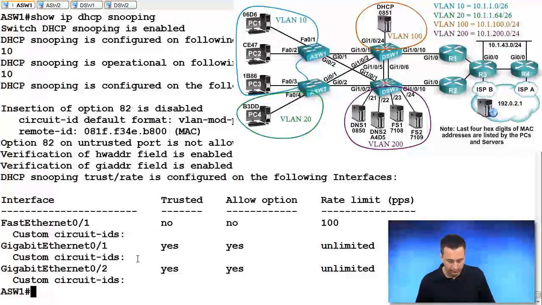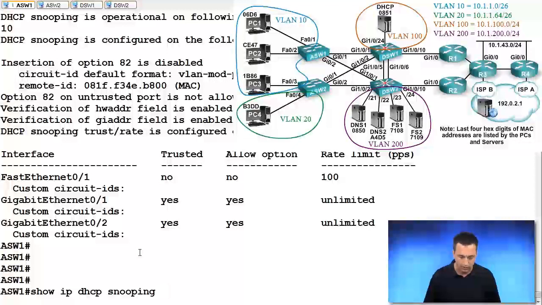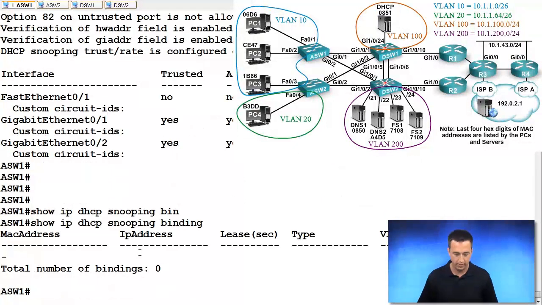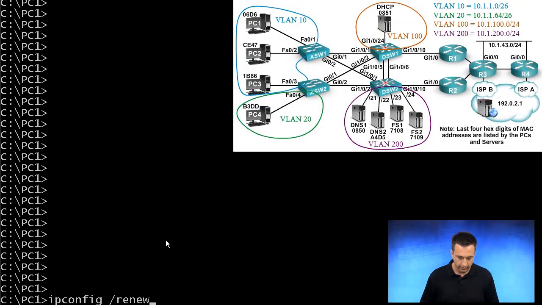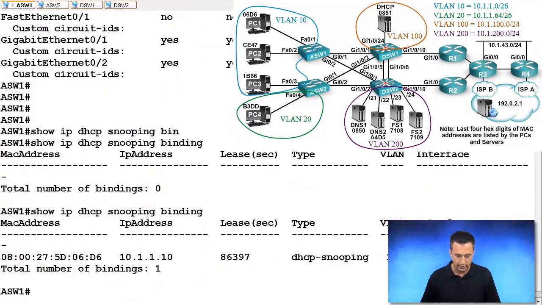But I want to check to see if we have any bindings, because here's what happens. A binding table is created. We can check that binding table by typing show ip dhcp snooping binding. And I don't have any bindings yet. Oh, I know, we should renew our address. Let's go ahead and do that, and we should get a binding from that. Let's do a renew. All right, there we go. Let's see if we have any bindings now.